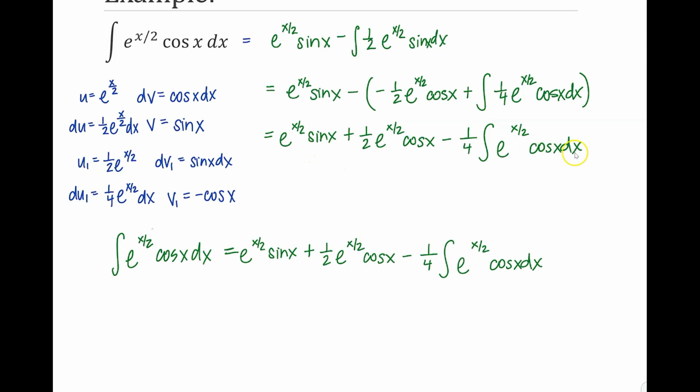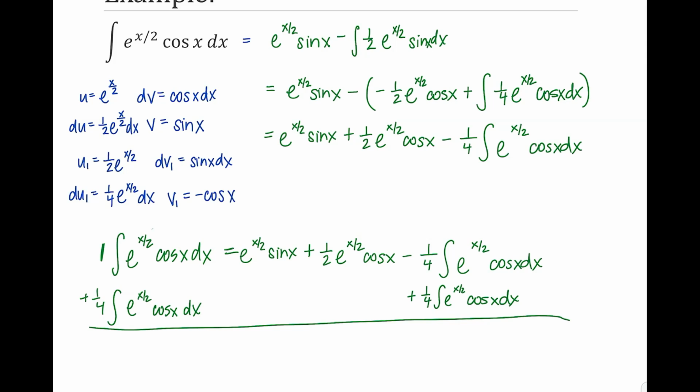I have the original problem is equal to this line right here. Well, I'm going to add 1/4 the integral e to the x over 2 cosine x dx to the other side of the equal sign. Because I can think about how there's a 1 in front of this integral. So when I add 1/4 the integral e to the x over 2 cosine x dx to both sides, I'm going to add those numbers that are in front of the integral sign, so it's like I'm adding these two together.